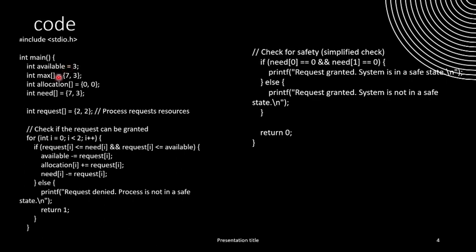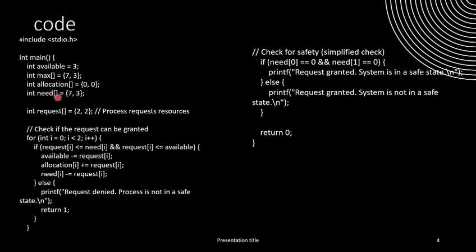We are going to go through it step by step. We are going to look through the available, max, and need. These are the data types we have used. And we are going to see this. First of all, we see that there are some data types used, which are available, max, allocation, and need. Available is an integer data type, max is an array data type, allocation is also an array data type, and need is also an array data type.